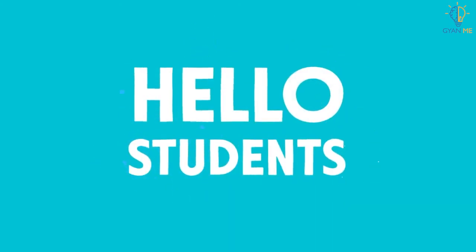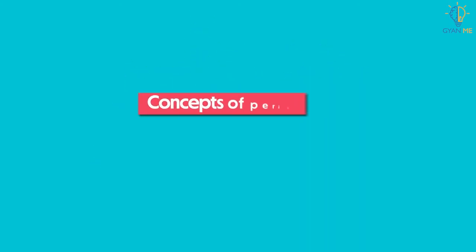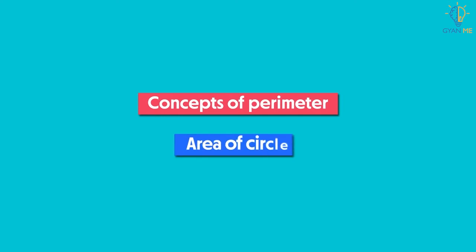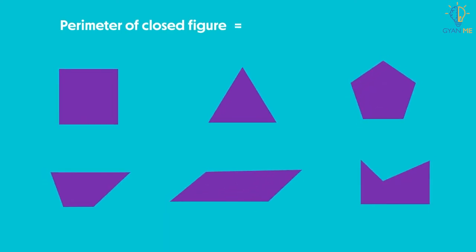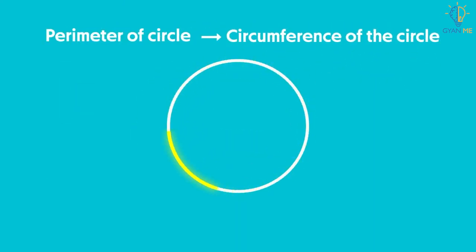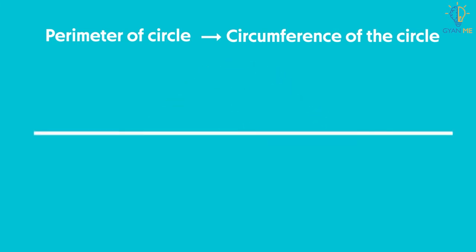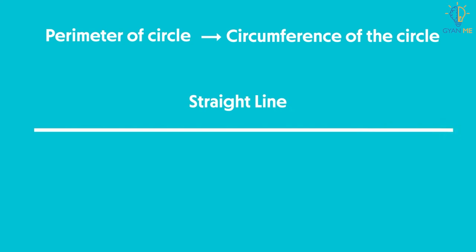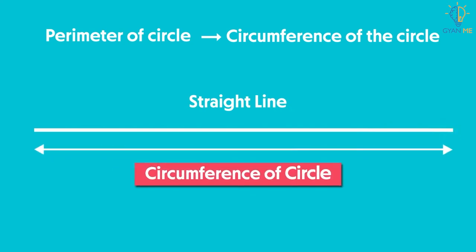Hello students. Today let us recapitulate concepts of perimeter and area of circle. As you already know, perimeter of closed figures is defined as the length of its boundary. But when it comes to circle, the perimeter is called the circumference of the circle. If we cut the circle and unwind it, it forms a straight line. Then the length of the straight line is nothing but its circumference.